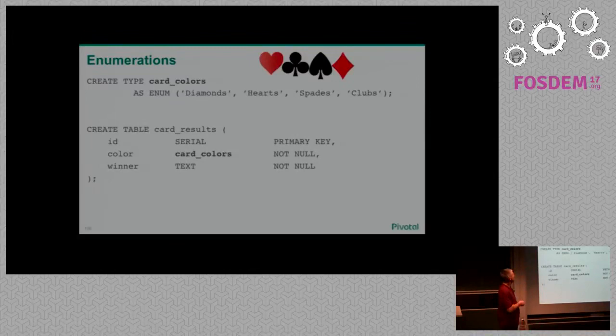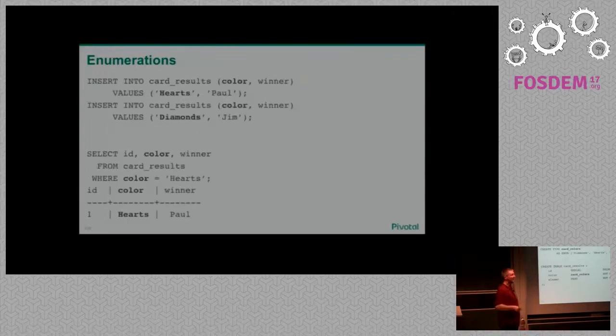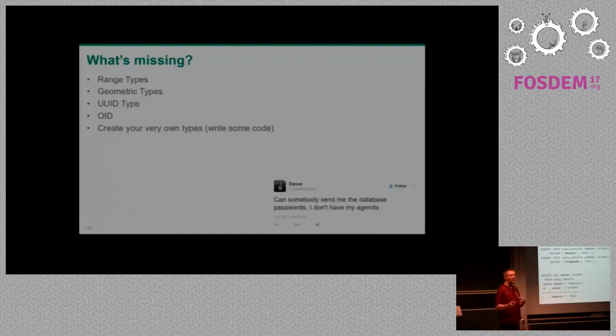You can create a type like here as an enum. I have my 4 different values here. Then again, I can use this type as a data type in my table. I can insert by using the values into my color column here. I can also select by using the colors. So it really does a one-to-n lookup for me in the background.